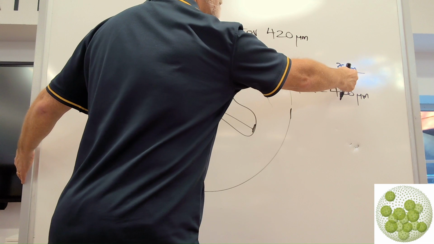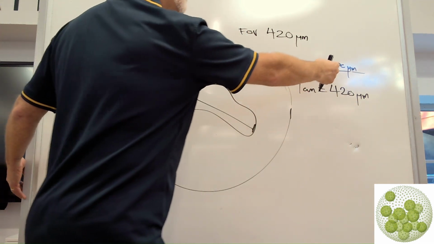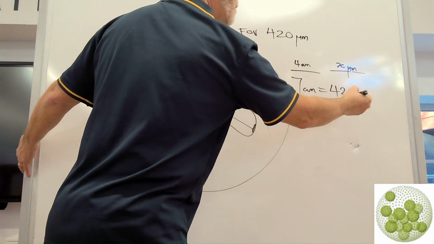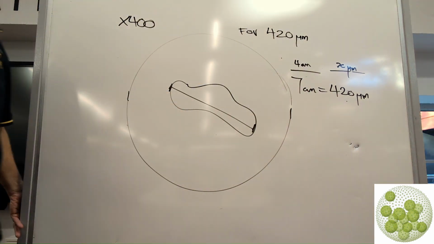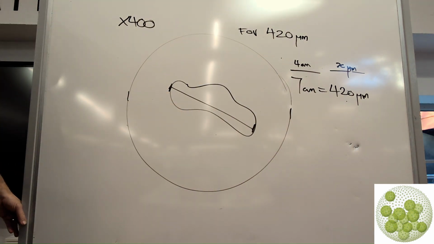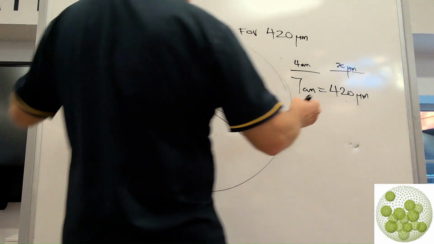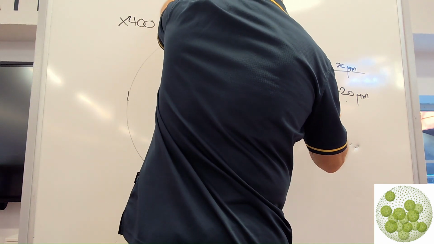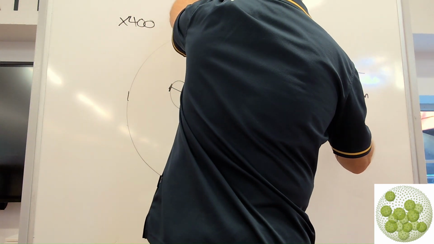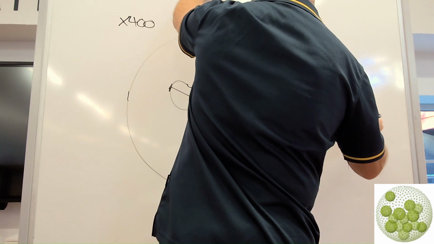Now I want X by itself. It's down the bottom over here. I'm going to put it at the top over the other side of the equal sign. Explicit education: just do what I say. So now X is 420 times 4 divided by 7.